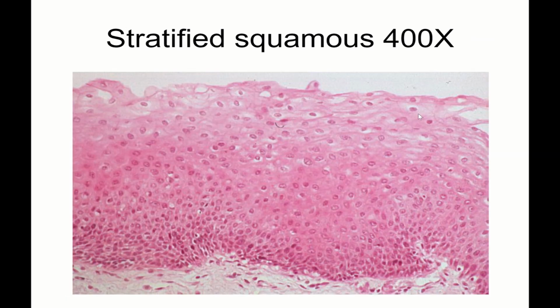So here you can see all of those cells, those square-shaped cells stacked on top of each other. You can see all of those many different layers. And you can see all of those nuclei all the way down. Because again, remember, these are very, very thin cells.